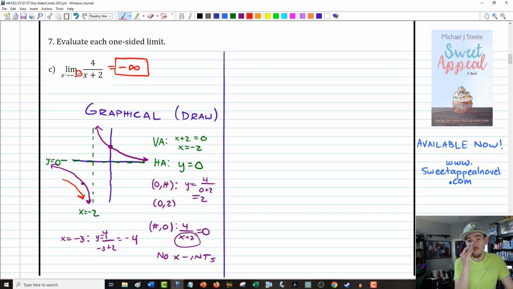And with one-sided limits, we don't accept a does not exist answer. The one-sided limit allows for this negative or positive infinity to be precise. So it's probably more information than you need, but I just want to be accurate.